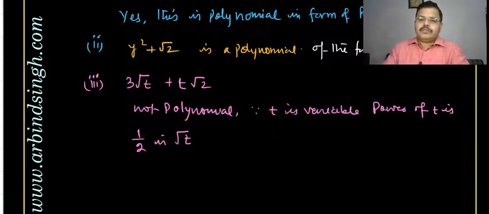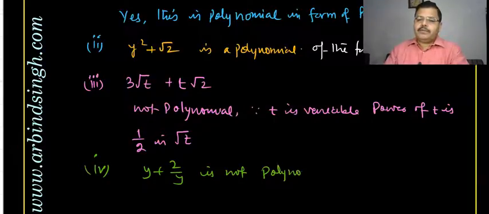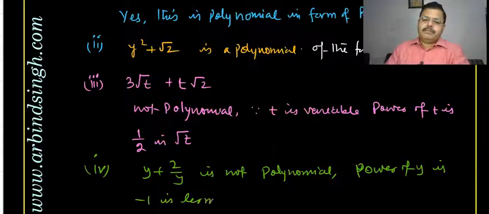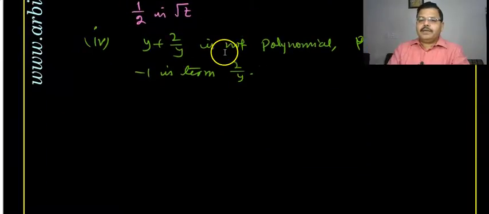Now the fourth one is y plus 2 by y, which is also not a polynomial. Why? Since the power of y is minus 1 in the term 2 by y, and therefore it is not a polynomial, right?